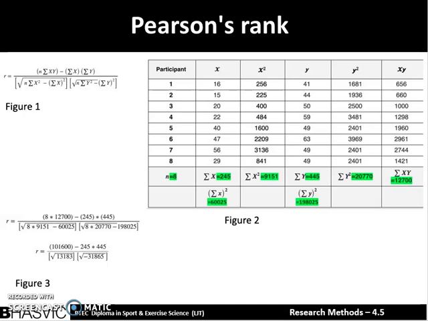Okay, so if we go on to Pearson's rank. Pearson's is a parametric test. This is a test that is used if the data is normally distributed and is used to find correlation.